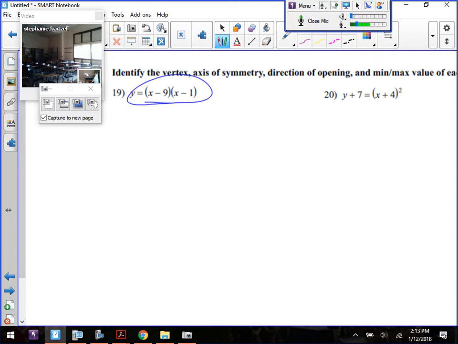This is what we call intercept form. When you have two terms put together, you're able to figure out where your zeros are located. So in this case, you have zeros located at 1 and 9. Where is the axis of symmetry? It's in the middle. It's going to be at 5. So your axis of symmetry is located at x equals 5.